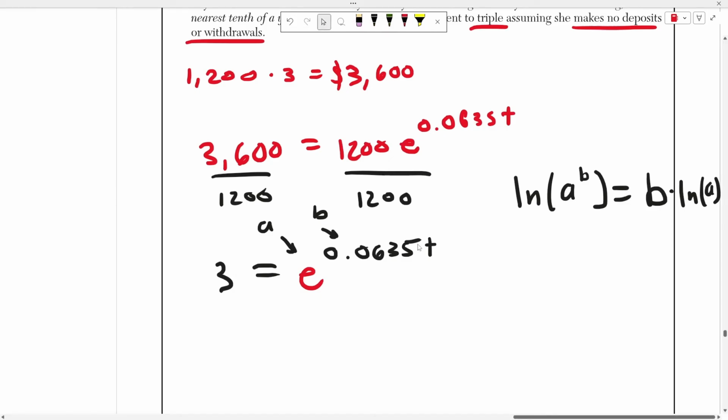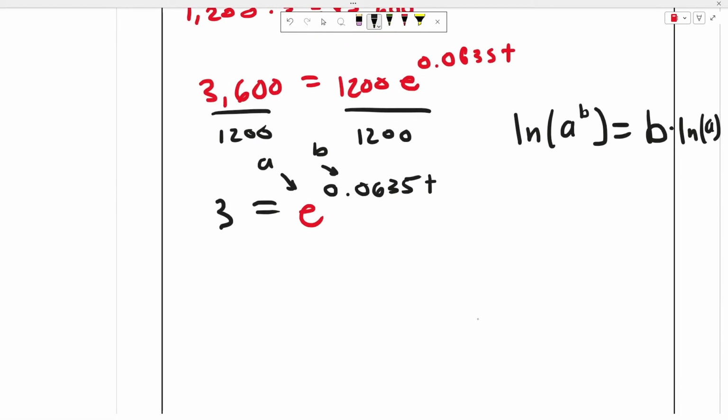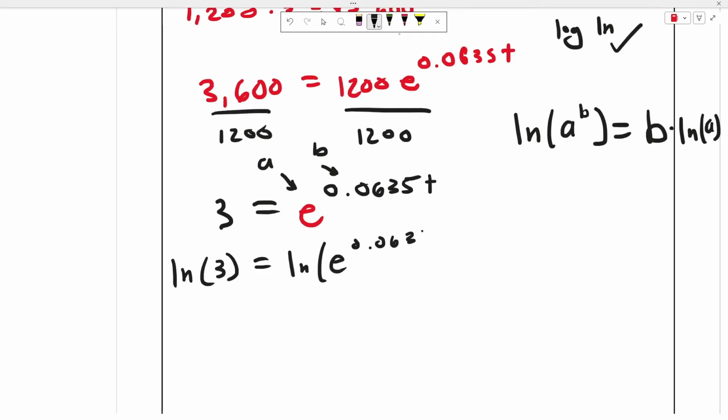So again, if you have a variable that's stuck as a power, the only way you can get it out of that power and bring it down to where the rest of the numbers are is by using log or the natural log. Because we have e down here, we're going to use the natural log. So we take the natural log not on one side, but on both sides, because whatever you do to one side, you have to do to the other. So we have the natural log of 3 is equal to the natural log of e to the power of 0.0635 times t.